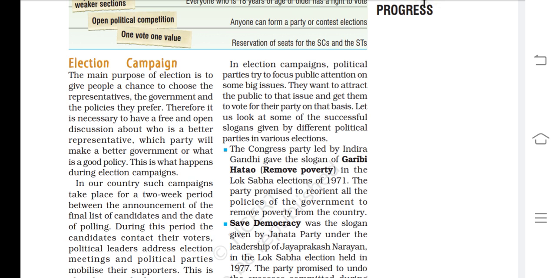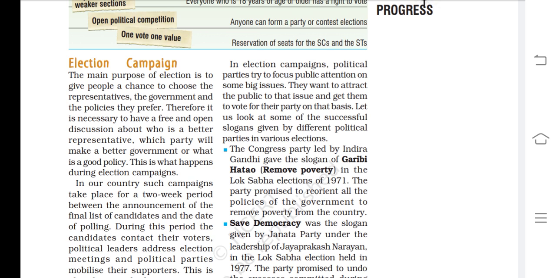In a country, such campaigns take place for a 2 week period between the announcement of the final list of candidates and the date of polling. Date of polling means the date of voting. First the final list of candidates is announced, that these are the candidates who are going to be standing in the elections. And then there is the date of polling, the date of voting, when the people will vote. Between this time period, these election campaigns are done.